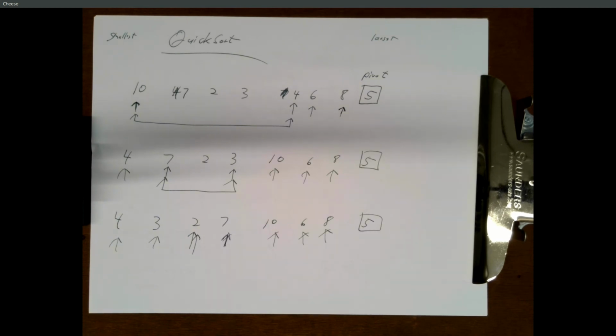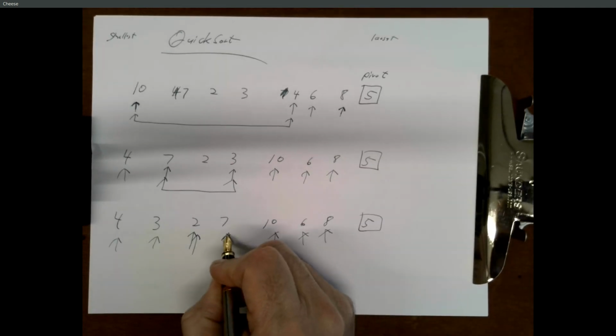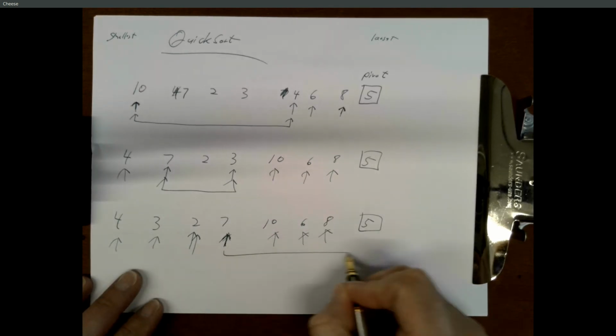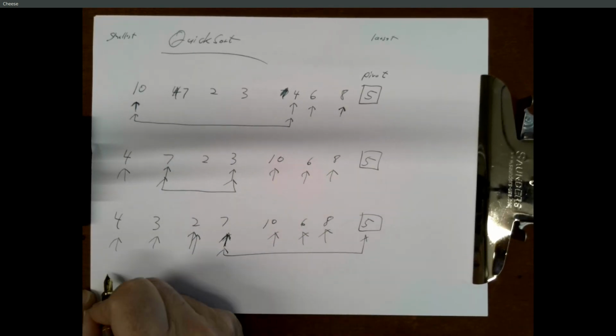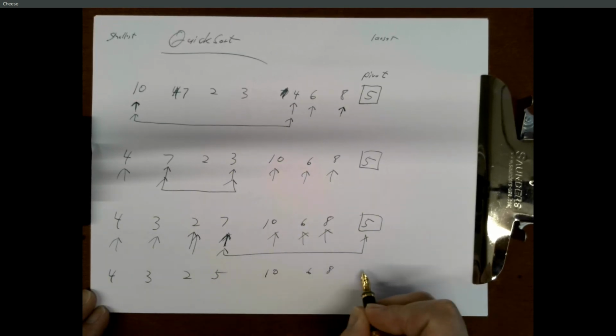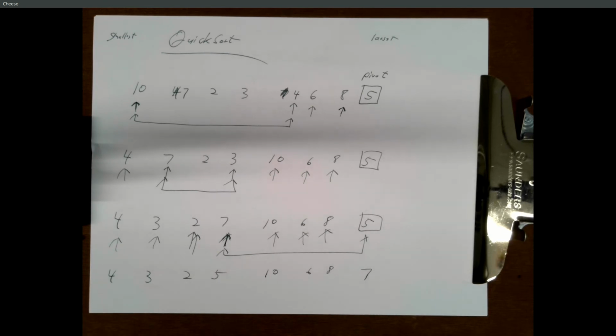Okay, our pass is now finished. And this last number that we were looking at, we're going to swap that with the 5. And now our list is going to look like 4, 3, 2, 5, 10, 6, 8, 7. Okay, what we've done is we've moved every number smaller than 5 to be to the left of 5, and every number bigger than 5 is to the right.